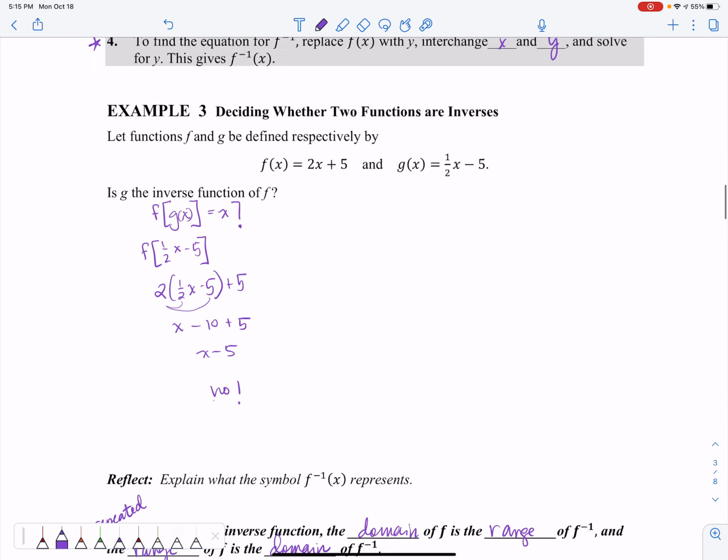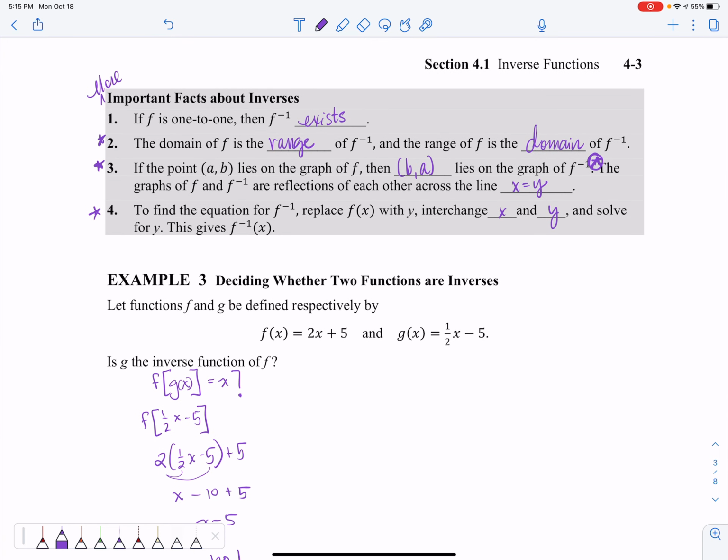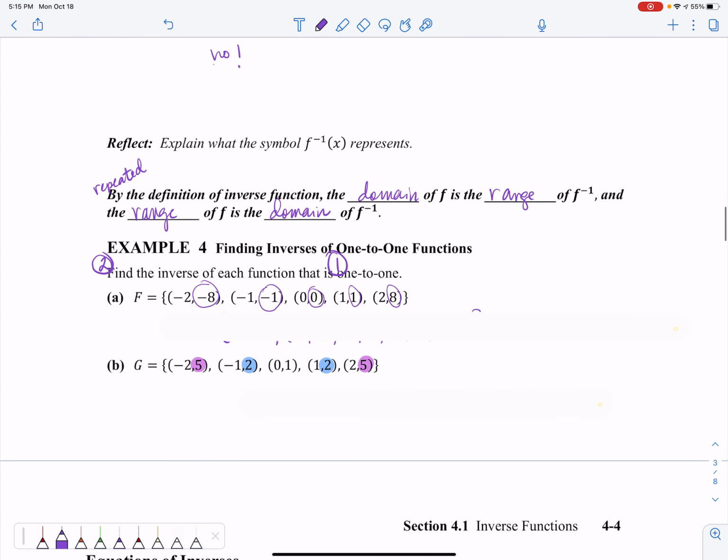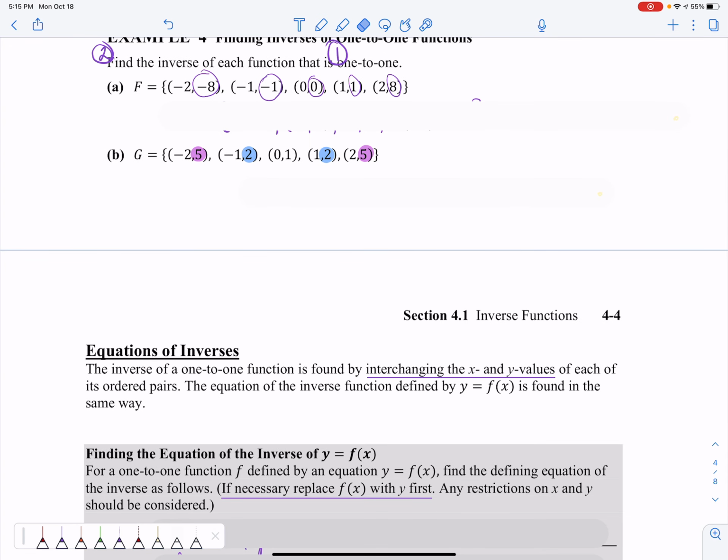Well, let's go back and let's use interesting fact number 3, where if the coordinate AB is in the original, then the coordinate BA will be in the inverse. So in order to find the inverse function, notice that the notation here that I'm using is f inverse is equal to, and I'm going to take each coordinate and just trade the x and the y values. So -8, -2, -1, -1, 0, 0, 1, 1, and 8, 2. So that's part A. Now let's look at part B.